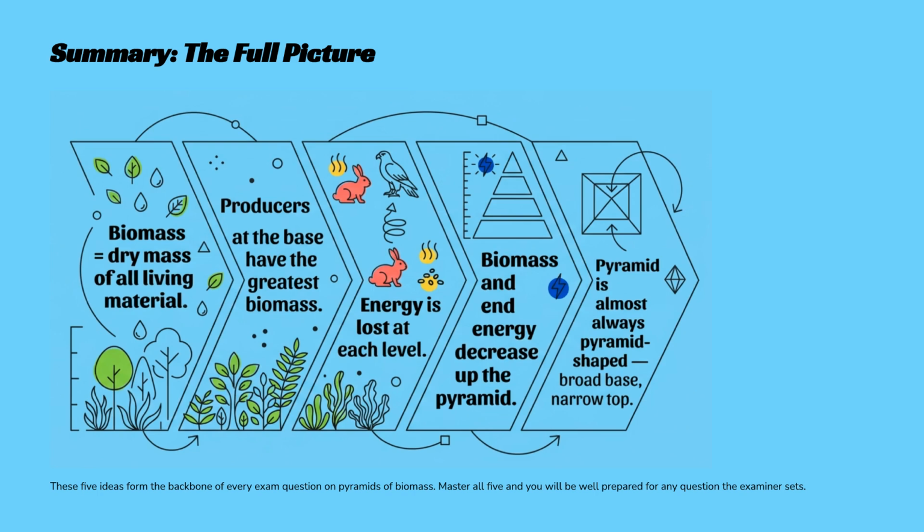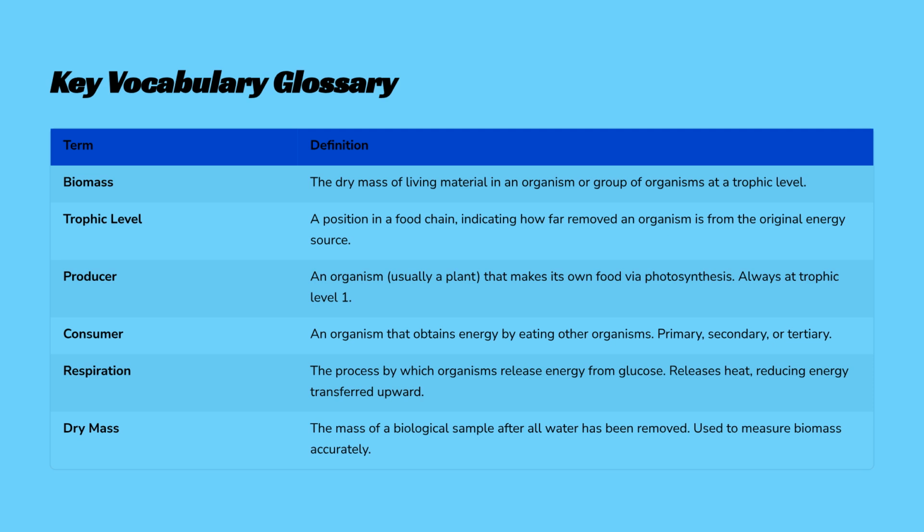To summarize, these core concepts form the foundation of everything you need for your exam. Understanding the flow of energy is the key to mastering this topic. Refer to this glossary for essential terminology, including definitions for biomass, trophic levels, producers, consumers, and the specific impact of respiration and dry mass on your calculations.